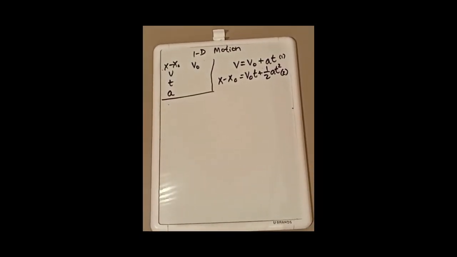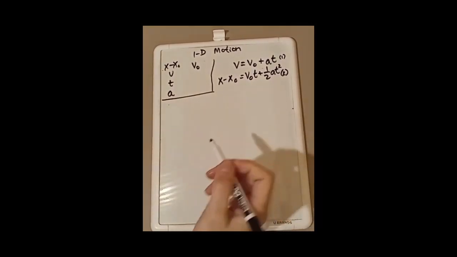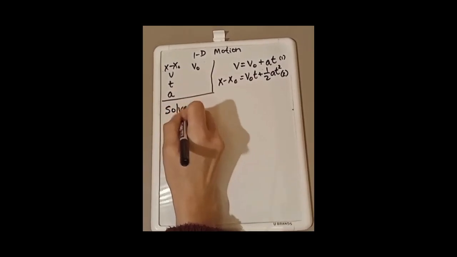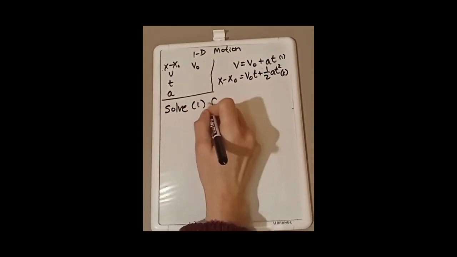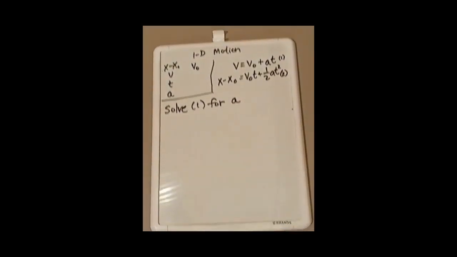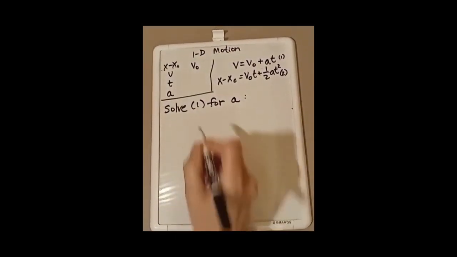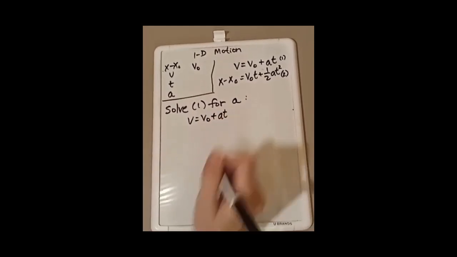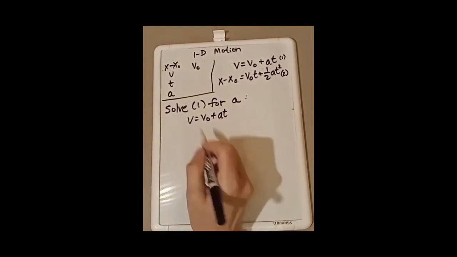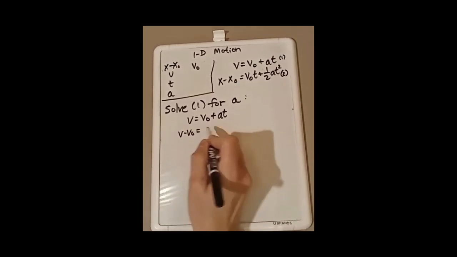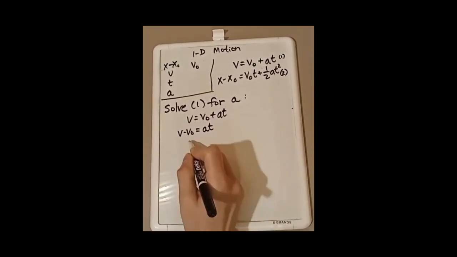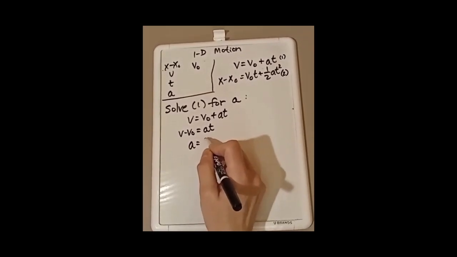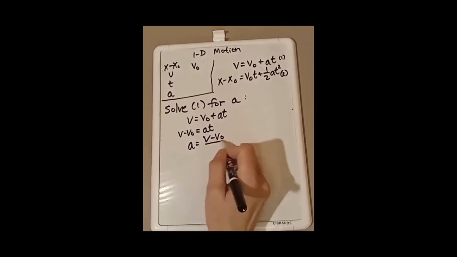Alright, so next we're going to be solving our velocity equation for acceleration. So we're going to solve equation 1 for a. We're starting with v equals v naught plus at. Solve that for a, so we have v minus v naught is equal to at, and a, which we already know from before, is equal to v minus v naught divided by t.